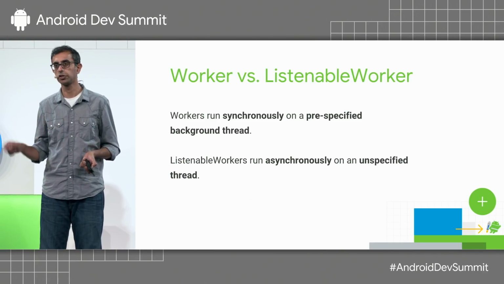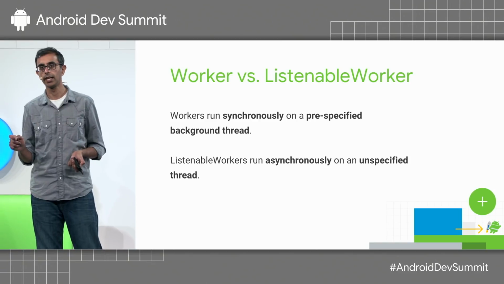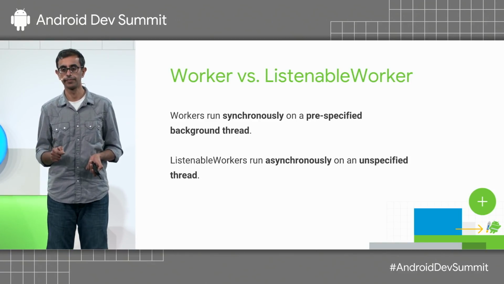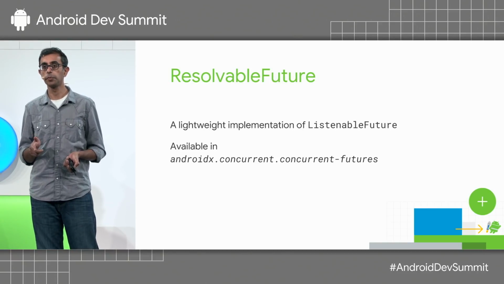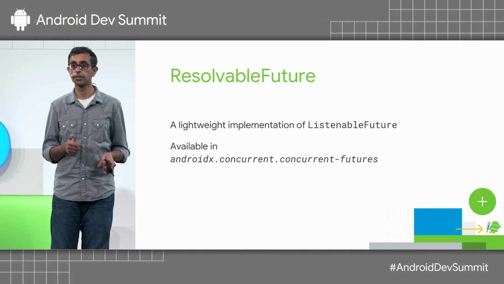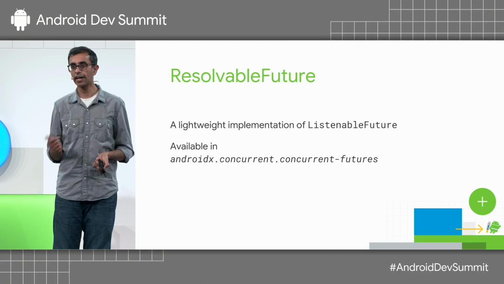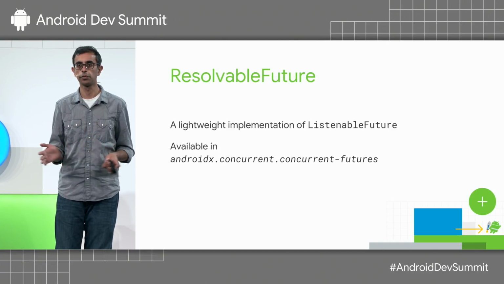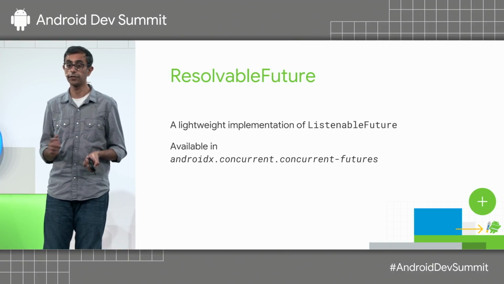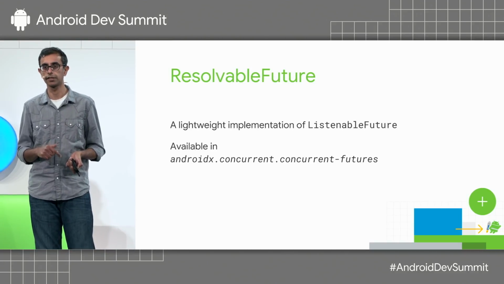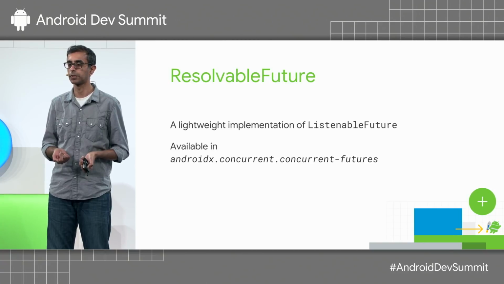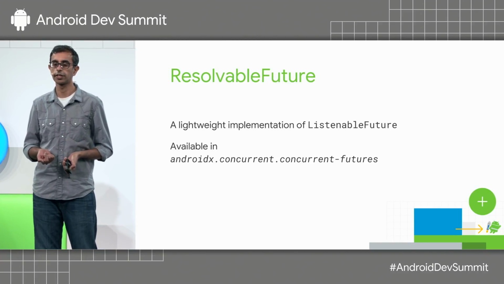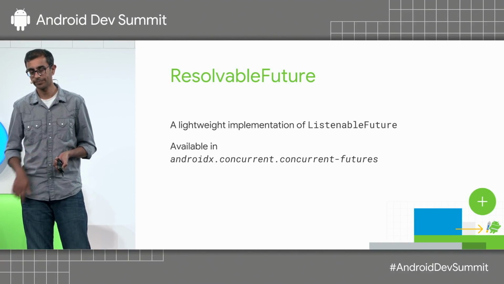So Worker.doWork is a synchronous API. You're expected to finish what you're doing there. If you're trying to create a ListenableWorker, you may need to return a ListenableFuture, which is an interface. If you have access to Guava, you have access to many kinds of ListenableFutures. If you don't have access to Guava or don't want to add the dependency, ResolvableFuture is a lightweight implementation that we provide in AndroidX concurrent futures. So you can use that.